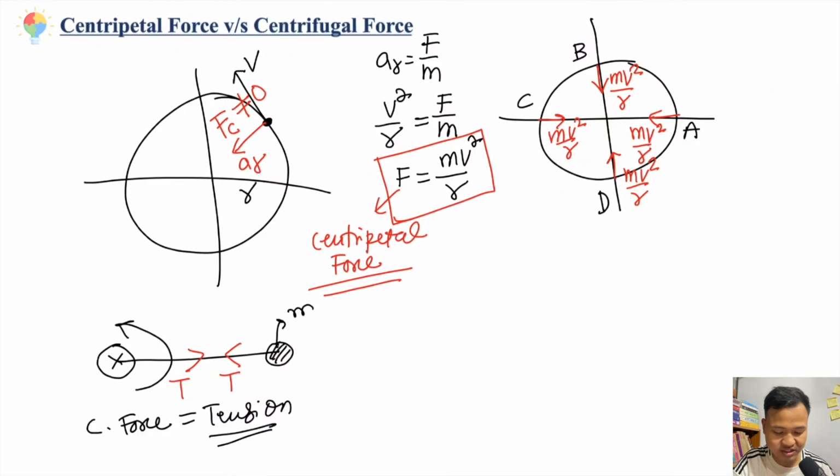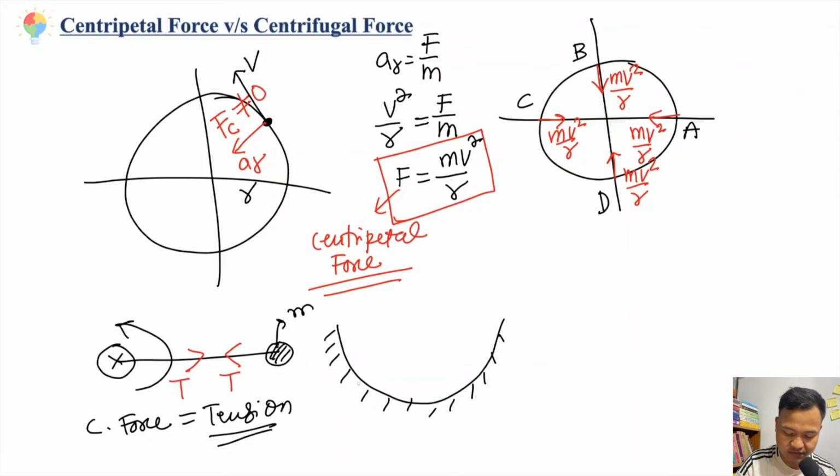Okay, so tension is the centripetal force. Suppose I have a curved surface. This curve is a smooth surface, a smooth curved surface. If a block is placed on it and released, it will go along this side.